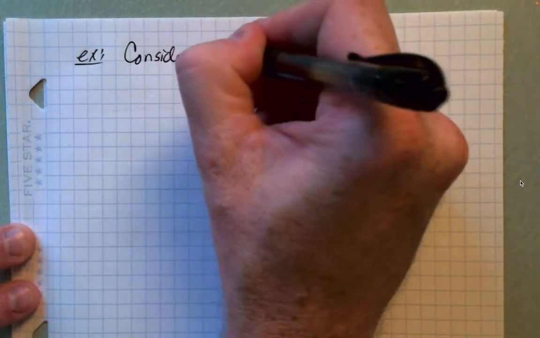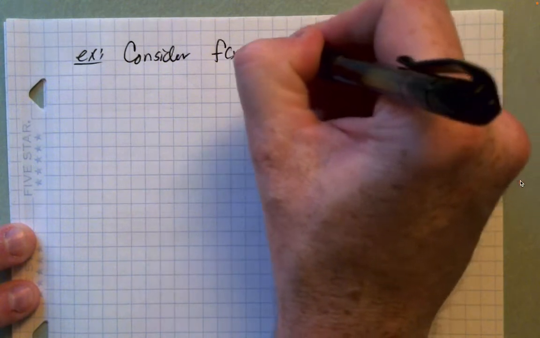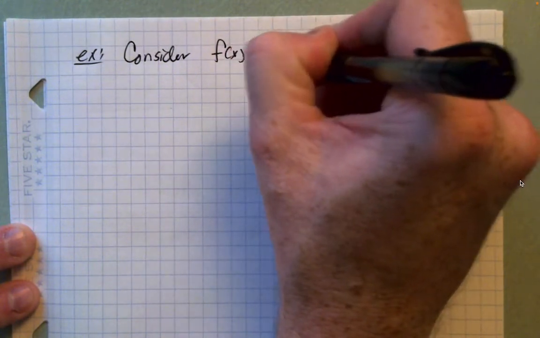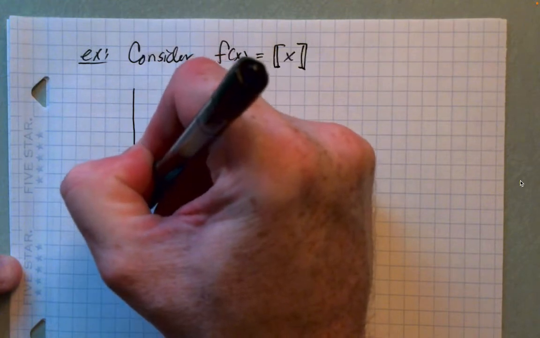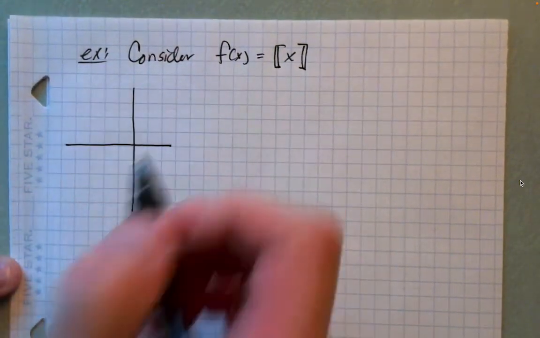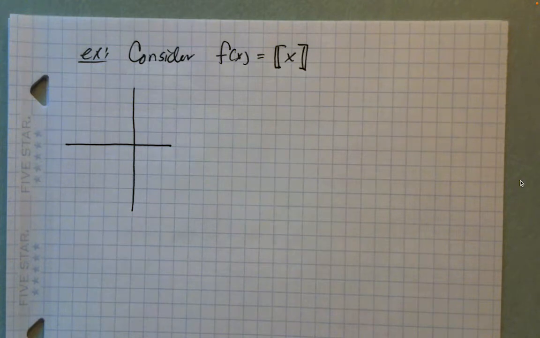So consider the function f of x equals the floor, the truncation function. Let's draw a picture of what this function does. It's defined for any real number x. You plug in a real number x, and what you get out is an integer. It basically truncates anything to the right of the decimal.